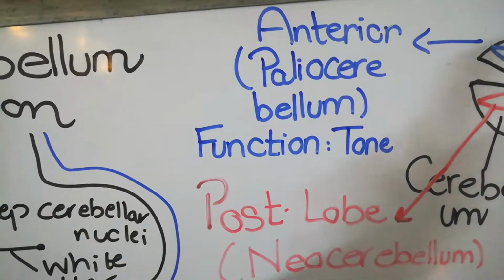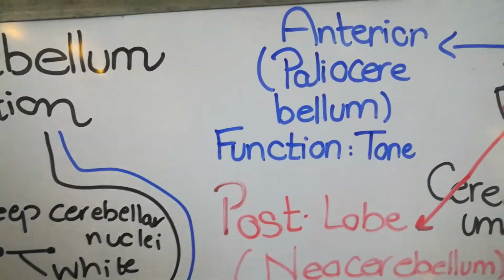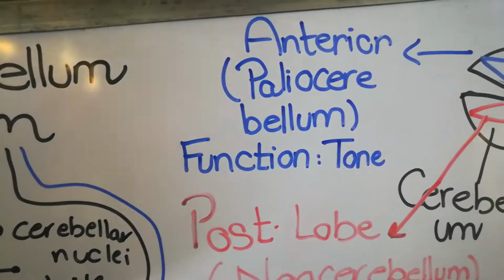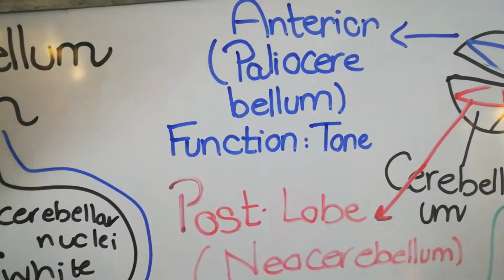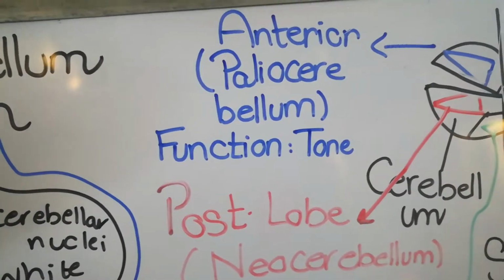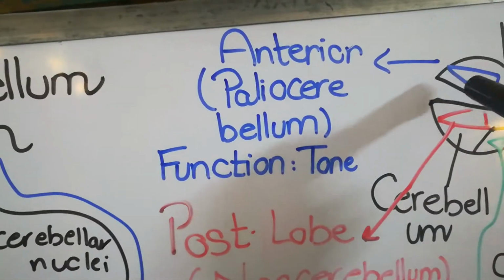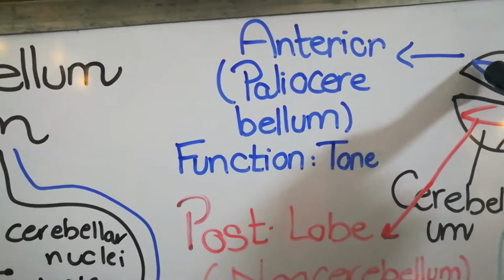What is its function? It helps in the tone, how strongly the muscle is contracting, how loosely. So whether you want to contract the biceps muscles strongly or relax them weakly, that is done by the anterior lobe of the cerebellum.